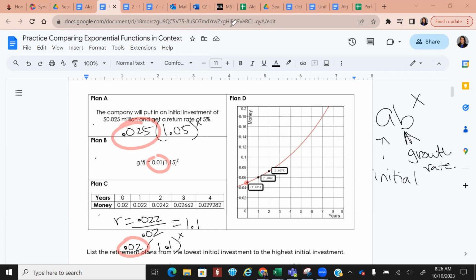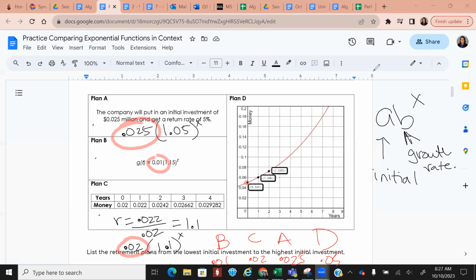B, okay? And that amount is 0.01, right? What's the next lowest one? C. Okay, what's the next lowest one? A. And then what's the highest one? D. Okay.